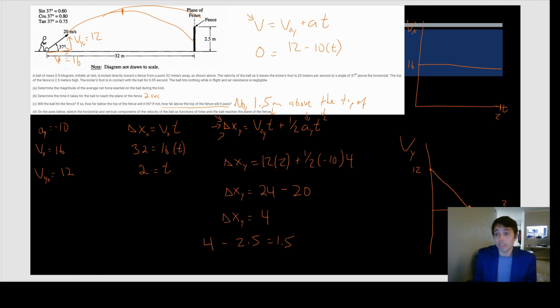Well, at what point times t does our object have 0 vertical velocity, right? So we're going to solve this equation. So we get 10t over here equals 12. We solve for t equals 1.2, right? We just divide by 10. So this right here is 1.2 seconds. And then we stop the graph at 2 seconds because that's when the ball hits the plane of the fence, and that's when it said to stop the graph. There we go. We got it, okay?